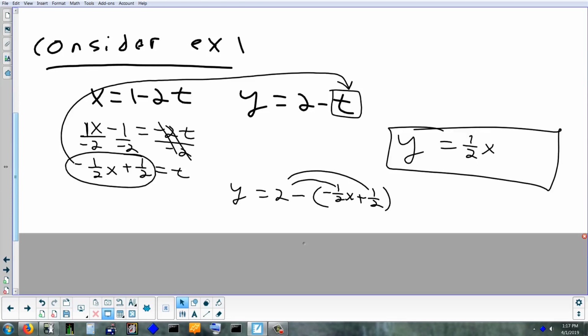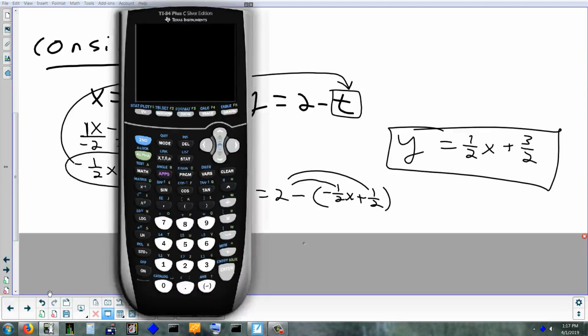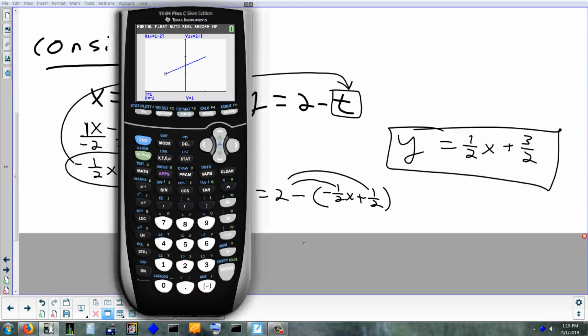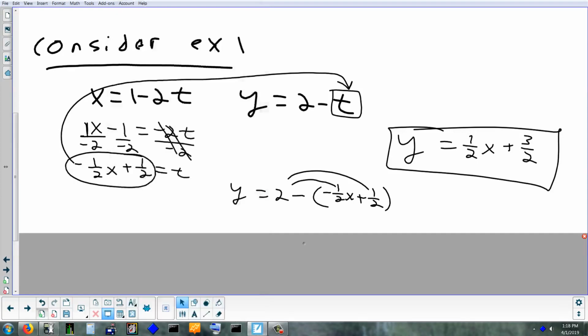Say it one more time. 1.5, yeah. So if we're going to use fractions, let's just stick with 3/2, or you could put plus 1.5, that's fine. But that's your equation. So now, technically, if we draw that, and the original parametric graph, they should look the same. So let's see what happens.